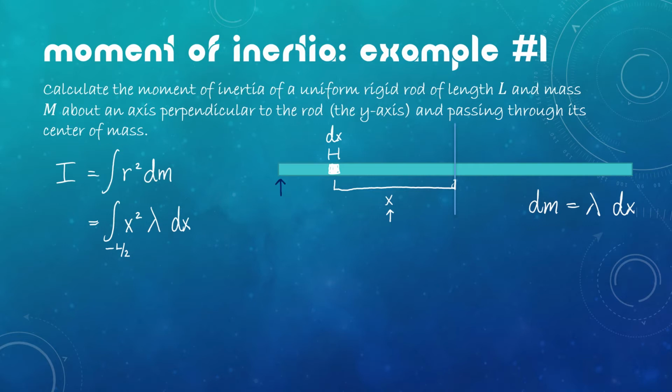Similarly, if I choose a piece of mass that's all the way at the right end, that right end is located a positive L over 2 from my axis of rotation. My limits on this expression are going from negative L over 2 to positive L over 2. To evaluate this integral, I can pull lambda out because it's a constant. And then I have the integral of x squared dx, which is a relatively straightforward integral to take.